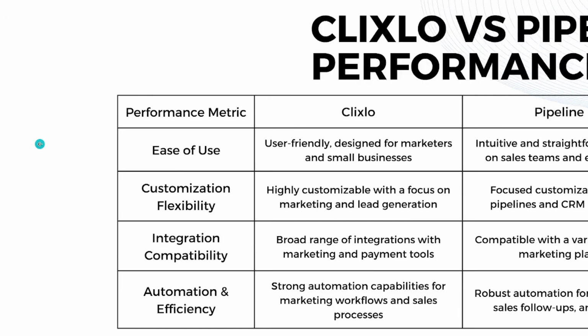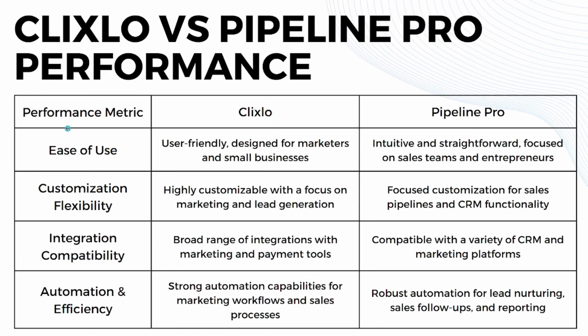So now let's go directly to the performance. So when we talk about the ease of use, Clixlo is user-friendly, designed for marketers and small businesses, and Pipeline Pro is also intuitive and straightforward, focused on sales teams and entrepreneurs. And when we talk about their customization flexibility, Clixlo is highly customizable with a focus on marketing and lead generation, while Pipeline Pro focuses on customization for sales, pipeline, and CRM.